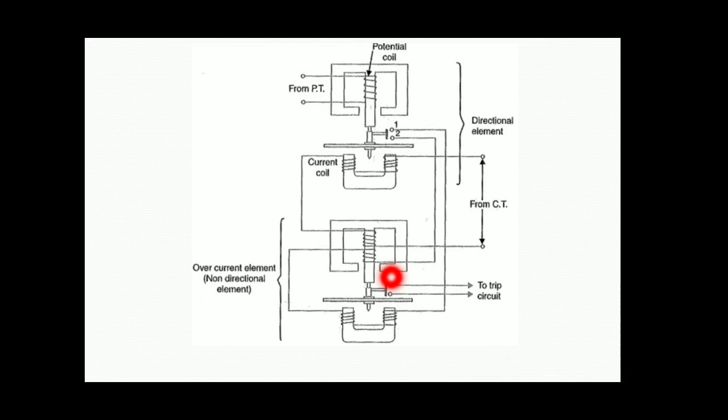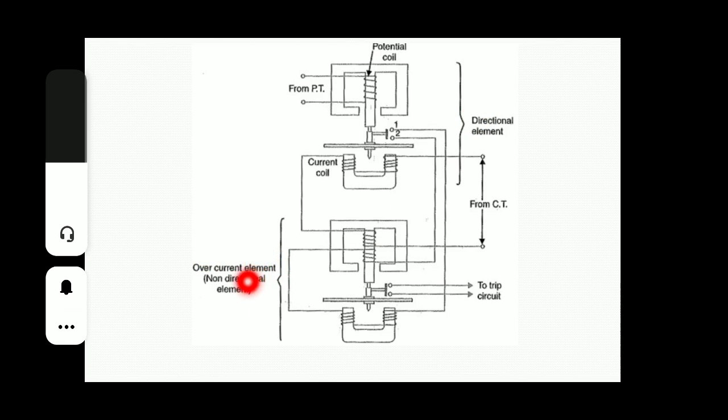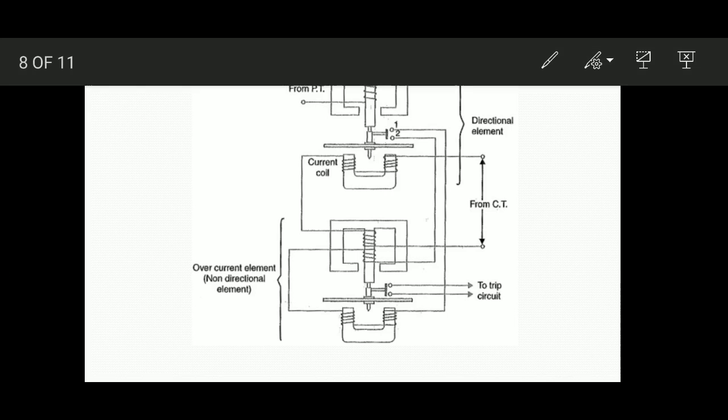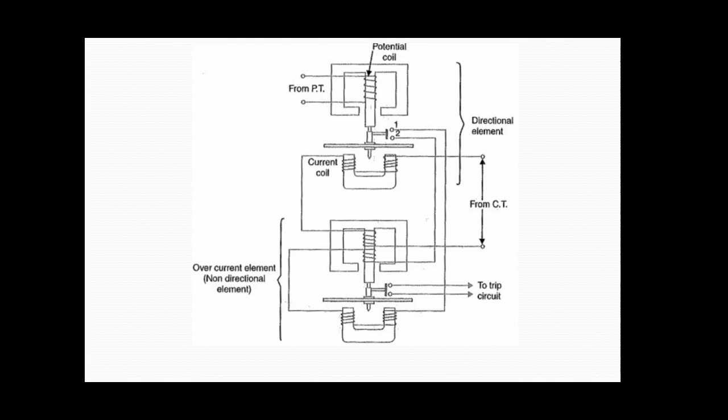In that we are obtaining two operations, and in that we are checking two conditions. That is, one is the direction and the other one is the overcurrent. In both cases the relay will be operated. The directional part will be operated when the direction of the motor or the generator is changed. In that case we are using this directional type of relay.